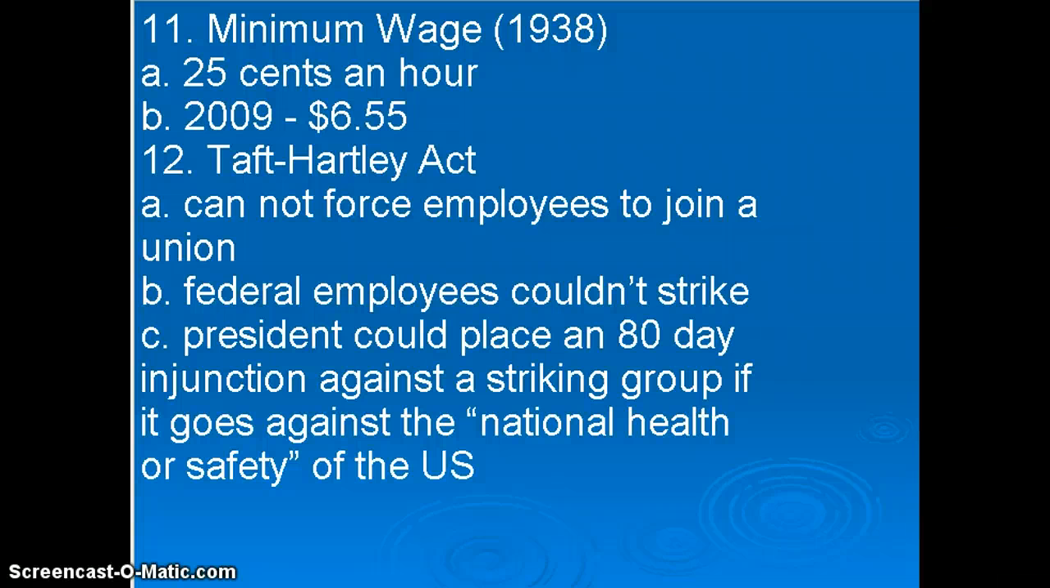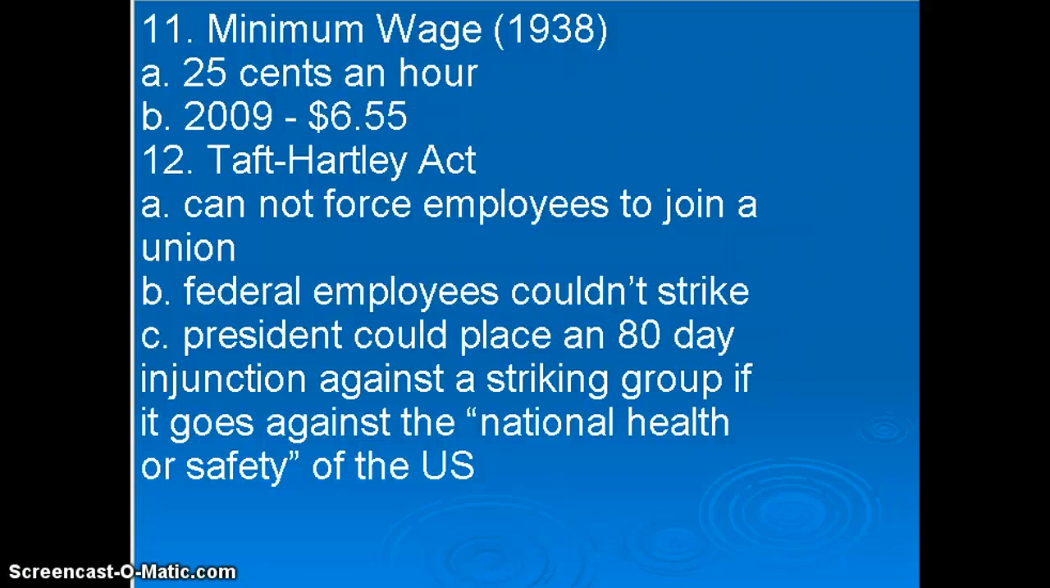Alright, and so the 30s continue, and we can see that labor starts to get the things that they were worried about in the late 1800s and early 1900s, which is the minimum wage. Today, I believe it is $7.25, and it is illegal to get paid below the minimum wage.